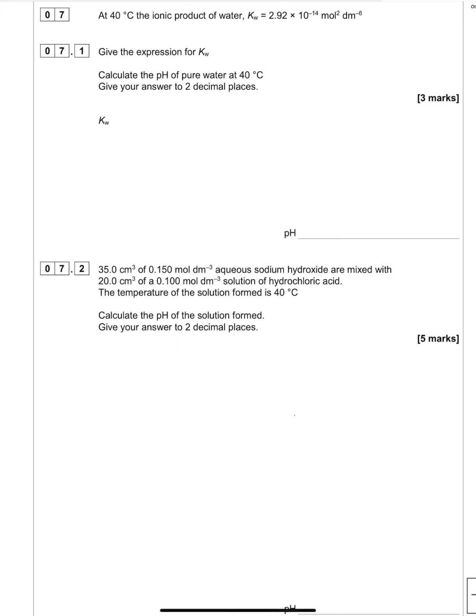So the first one is about the ionic product of water, Kw. They give you this value at 40 degrees, and they want you to give the expression of Kw. This is a standard question and a very easy one. Kw equals the hydrogen ion concentration times the hydroxide ion concentration. And then calculate the pH of pure water at 40 degrees.